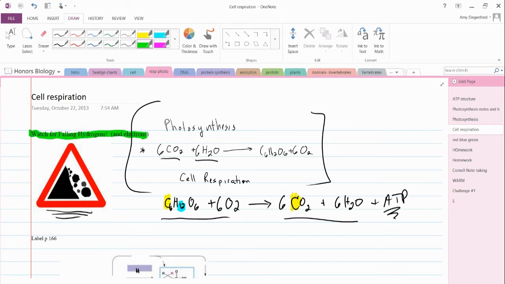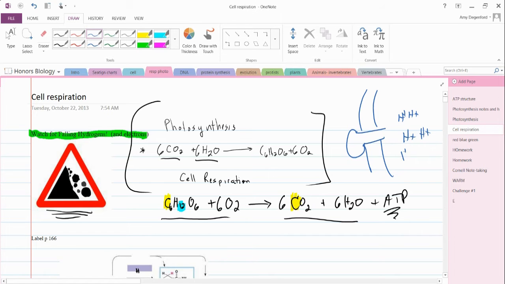Now, when I say hydrogens, that might be provoking some memories, that might be reminding you of that process where we have a high concentration of hydrogens, and the high proton or hydrogen ion concentration is going to power the production of ATP. And you know what? You're right. If that brings up that model that we did in photosynthesis, you're absolutely right. We're going to see that again.